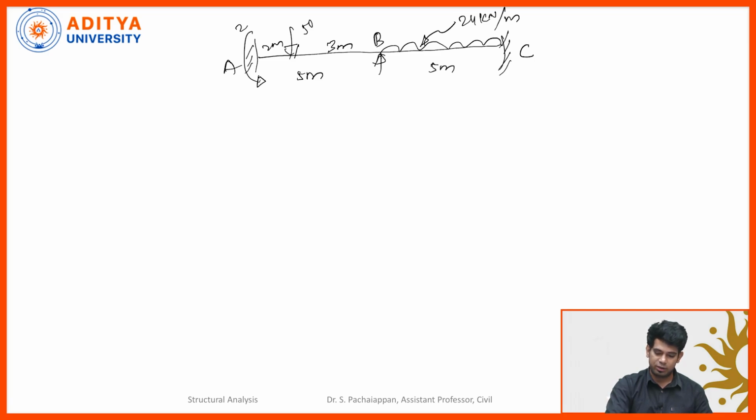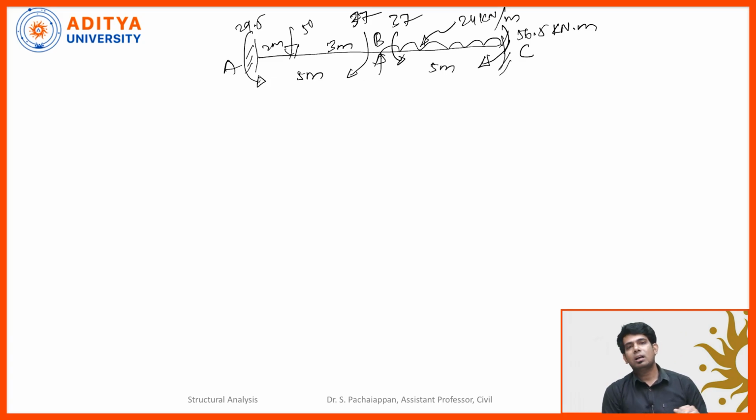And then I am going to mark these moments, which are 29.5, 37, and 56.5 kilonewton meter. So just draw the bending moment diagram. I am going to draw the bending moment diagram by the superposition method. For that, I am going to consider these beams as simply supported and then draw the bending moment diagram.